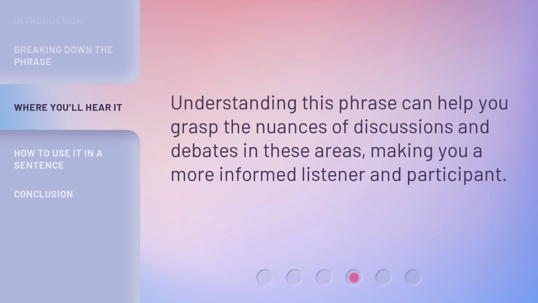Understanding this phrase can help you grasp the nuances of discussions and debates in these areas, making you a more informed listener and participant.